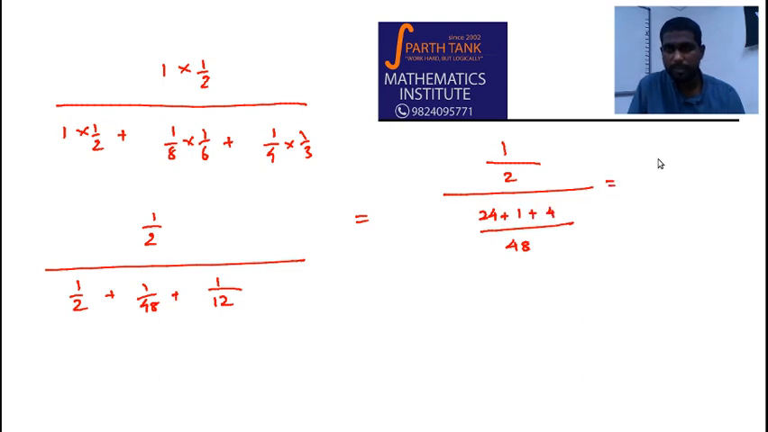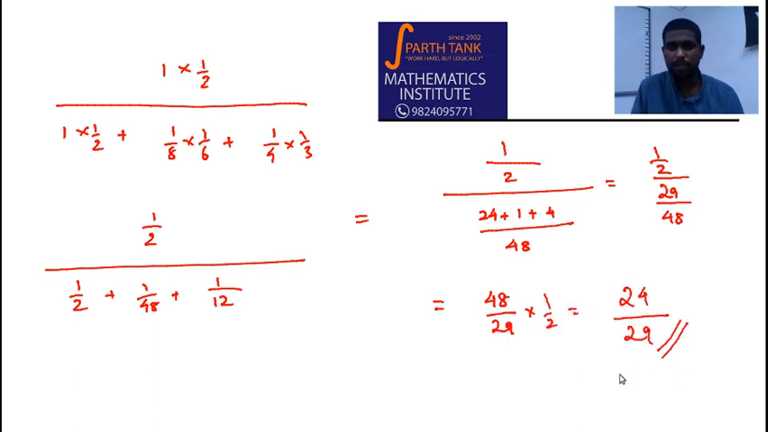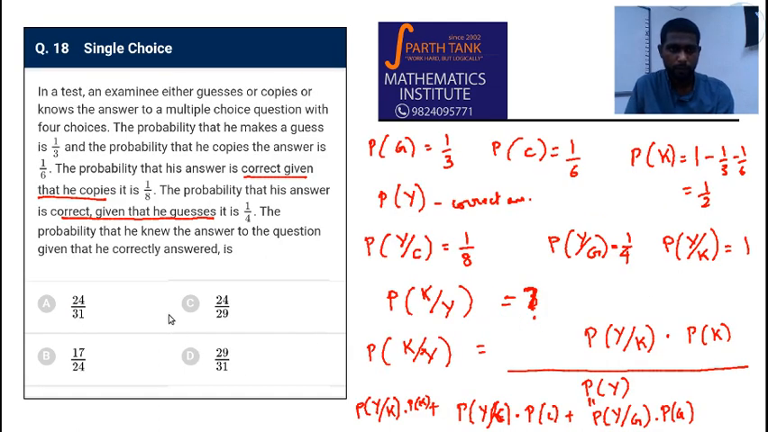Now this becomes 1 by 2 divided by 29 by 48, or you do the reciprocal, 48 by 29 into 1 by 2, which is 24 by 29. So the answer is 24 upon 29, option C. Question number 18, option C.